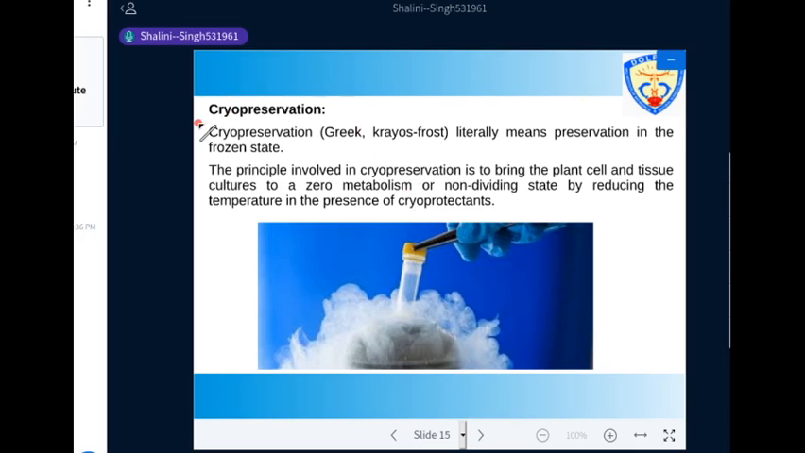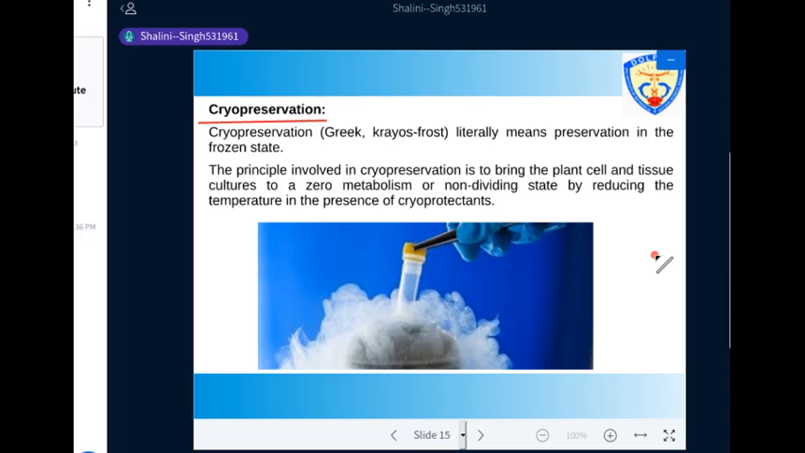Cryopreservation, we will discuss this in detail, as cryopreservation is the most preferred method for long-term germplasm conservation. Cryopreservation has been taken from a Greek word cryos that means frost or frozen condition. It means preservation in the frozen state.